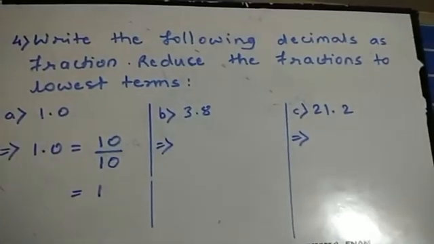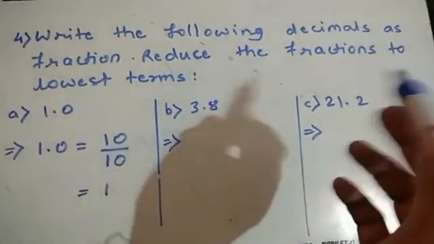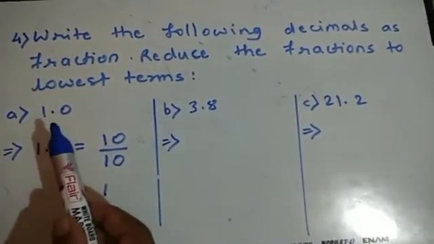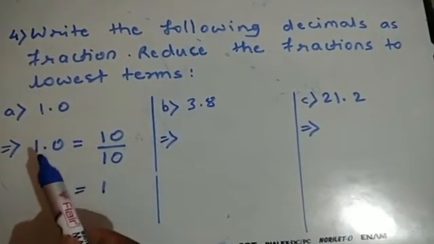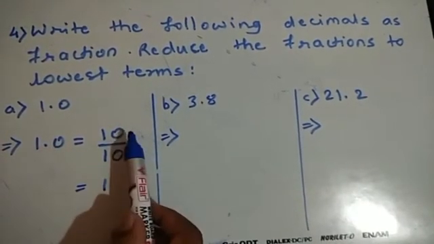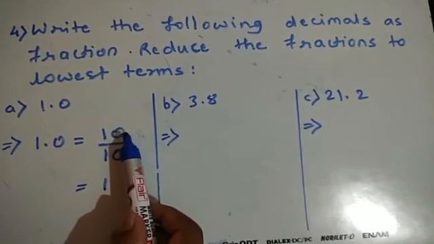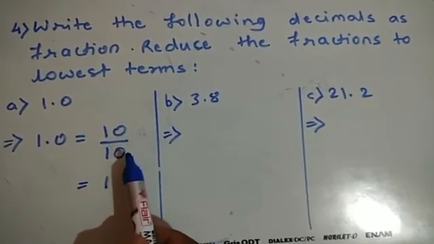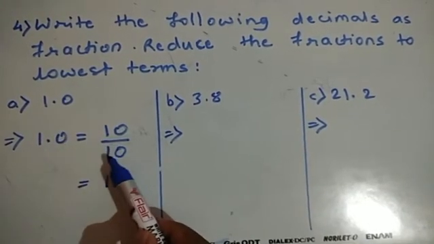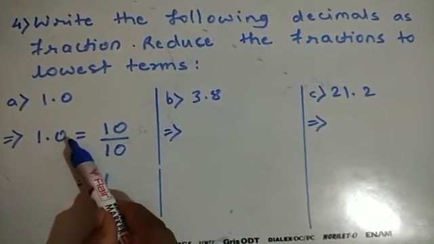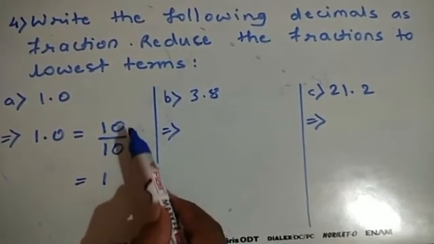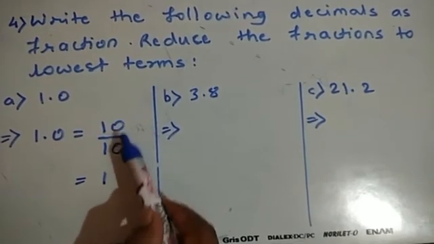Now next question is, write the following decimals as fraction. Reduce the fraction to lowest term. Now here see 1.0 we are going to write as a fraction. Now this 1.0 first write down without decimal point. Therefore it will become 10. Now write as many zeros in the denominator as the number of digits in the decimal part, followed by 1. So now in the decimal part here only 1 digit we have. Therefore 1 zero will come here followed by 1. Now therefore this becomes 10/10 and 10/10 is nothing but 1.